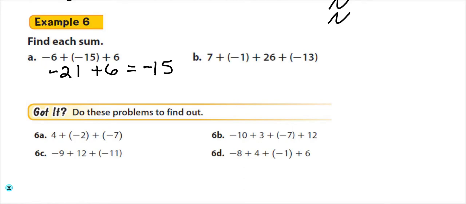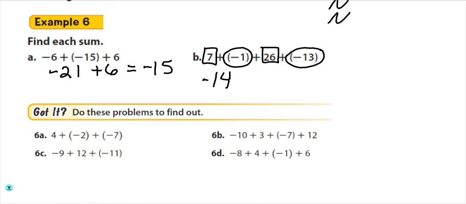Okay, let's look at letter B here. We have 7 plus negative 1 plus 26 plus negative 13. All right, I'm going to circle these. So we have a negative 1 and a negative 13. That's going to make negative 14. Then I have 7 and 26. So 7 and 26 makes 33.